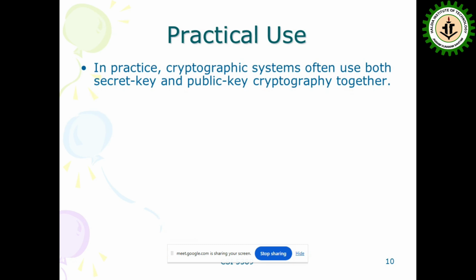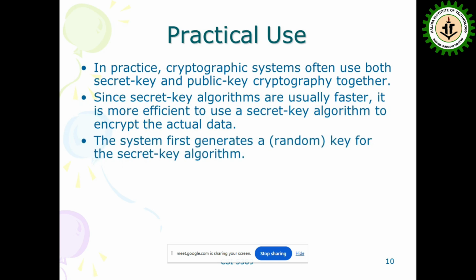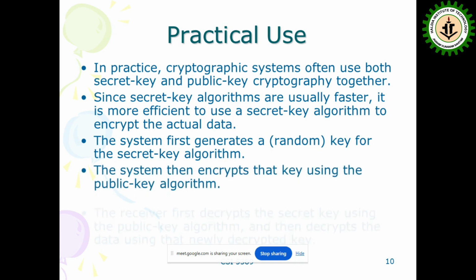In practice, symmetric and asymmetric cryptography are combined for efficient transmission and security. Public key cryptography encrypts the symmetric key, which then secures the actual data. This hybrid approach balances the security and performance of the system.